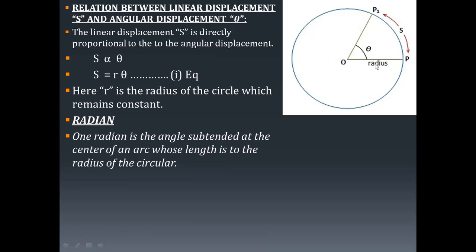While the object completes one rotation, starting from point P and returning to point P, the angle completed by the circular path is known as 360 degree. When the object completes one rotation, the angle formed is 360 degree. The definition of radian: 1 radian is the angle subtended at the center of an arc whose length is equal to the radius of the circular path.